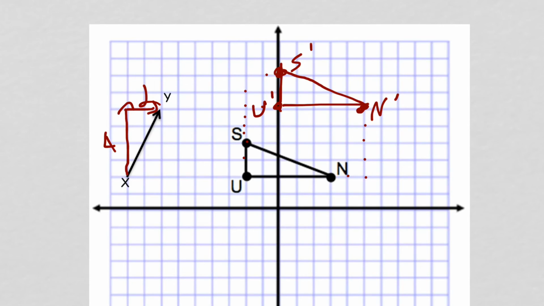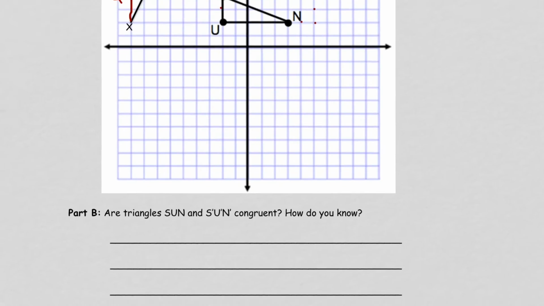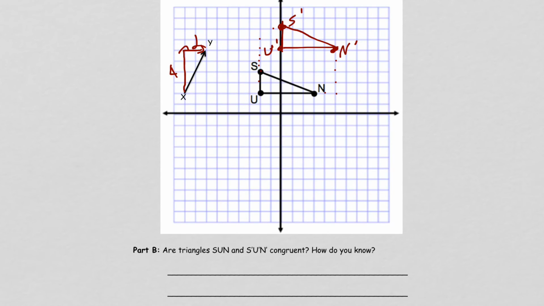And that's the transformation. Are they congruent? They are congruent, and the way that you know that is that translations preserve size and shape, or translations preserve congruence.